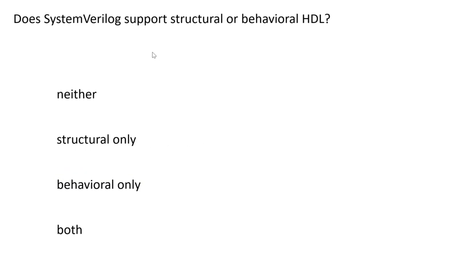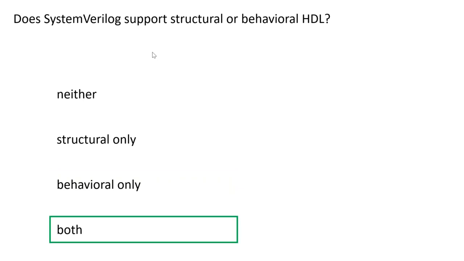SystemVerilog supports structural or behavioral HDL. It supports both. Now, in this class, though, we basically covered only one way to do behavioral HDL, and that's through the assign statement. Most of the stuff we talked about in this lecture is structural, how to instance and connect modules together. In terms of what we discussed, the assign statement is behavioral, and all the connecting stuff together is structural.